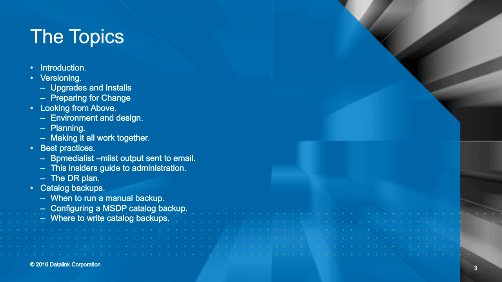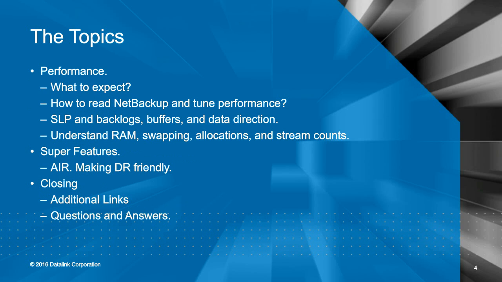We'll be talking about a good DR plan. We'll be talking about catalog backups, when to run manual catalog backups, and configuring MSDP catalog backups. This is commonly missed. And as far as performance, what's realistic, what to expect, how to read and tune NetBackup performance, SLP backlogs, buffers, what do your weights mean, and how can you tune to optimize those. Understanding the servers, whether it be a master or media server, how much RAM do you need, are you running out of RAM and using disk swap. We'll be talking about errors, and in closing there are some additional reference links, and then we'll be doing Q&A.